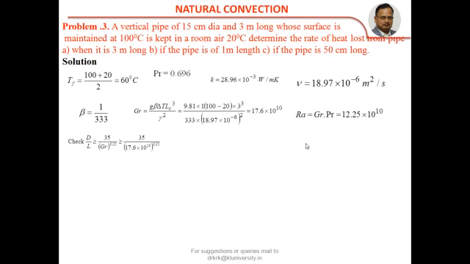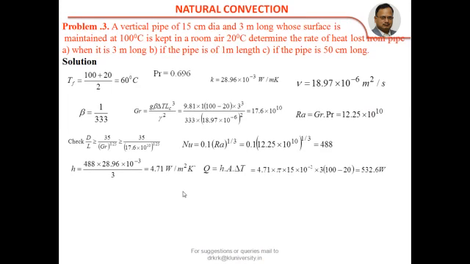The condition to use that equation for a vertical pipe is, we consider it as a vertical plate only, provided the D by L value should be greater than 35 by Grashof number to the power 0.2. So it satisfies that condition. Hence we will use the equation Nusselt number equal to 0.1 Rayleigh number to the power 1 by 3. You will get the answer 488. So from this, the convective heat transfer coefficient h is calculated as Nusselt number into k by L. That is 4.71 watt per meter square Kelvin.